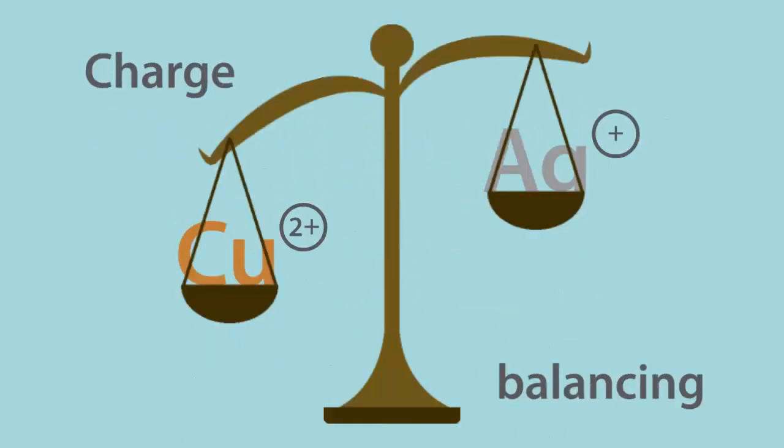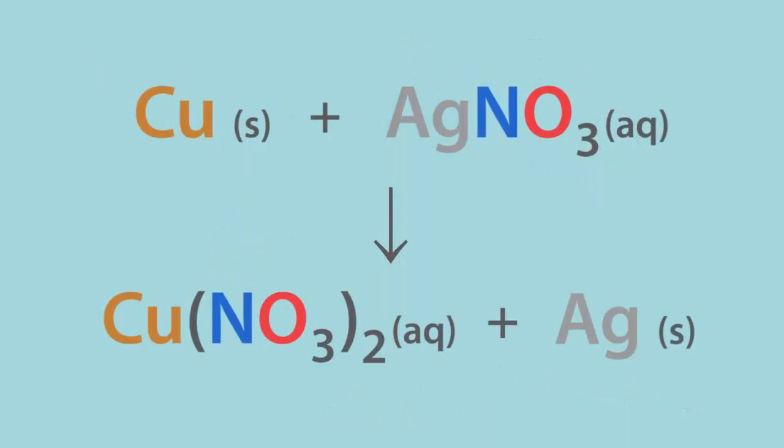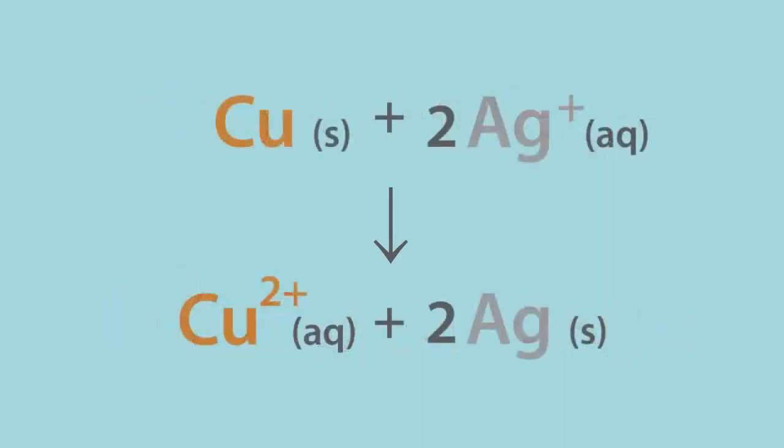Can you balance this reaction between copper metal and silver nitrate solution? Pause the video for a moment whilst you think. You will need 2 silver nitrate species for every copper species. Because copper is most stable in the +2 oxidation state, we can also write this omitting the spectator ion, NO3-. Remember to balance the charge as well as the elements on either side of the equation.